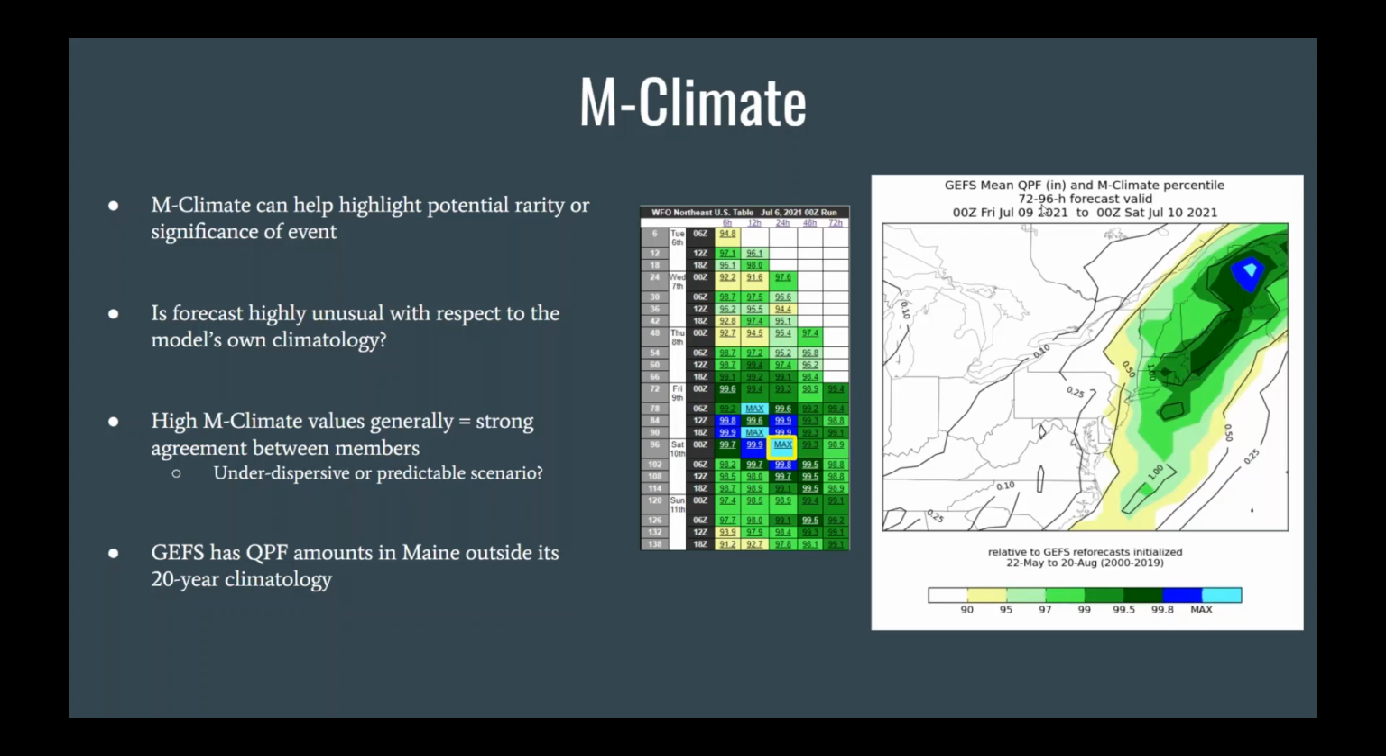What we see here is that in the cyan colors up in Maine, the GEFS has QPF amounts that are outside its own 20-year climatology. In other words, it's never forecast that much rain in this running 3-week window in that location. You can see values greater than the 99th percentile extend all the way down into Connecticut and Rhode Island. On the table, I highlighted the time frame we're looking at: the 24-hour forecast ending at 0Z Saturday. The max in the table in cyan says this is greater than anything ever forecast. Then you click on that and you get the image on the right. So let's go ahead and go forward, Andy.